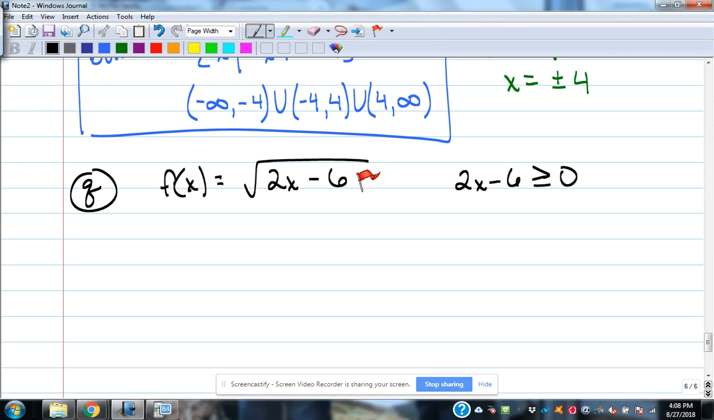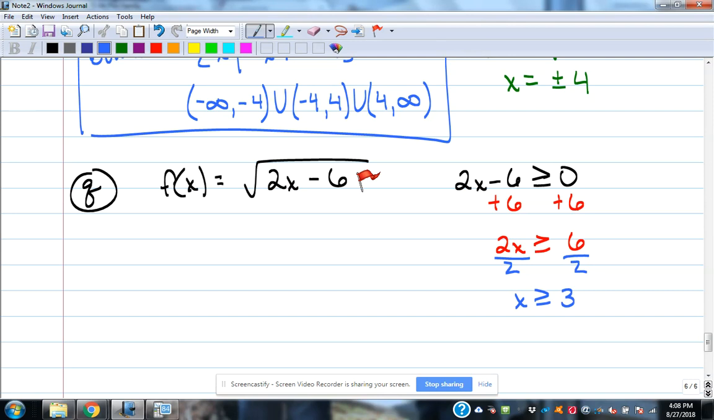So we're going to solve this inequality. Plus 6, so that'd be 2x is greater than or equal to 6. Divide by 2. x is greater than or equal to 3. Now, the difference with the square roots is this means these are the ones that work. When we were doing the denominator problems, those were the ones that didn't work. So this is actually the domain that we want.